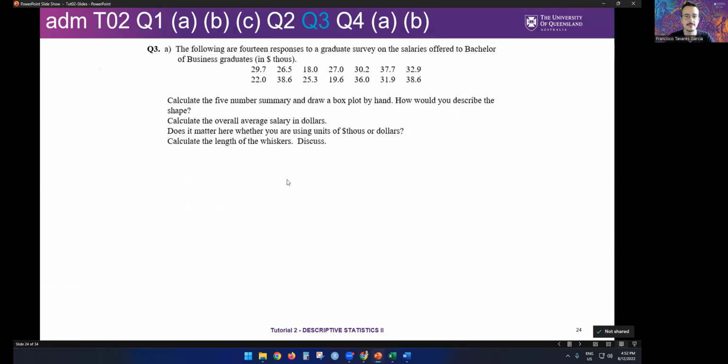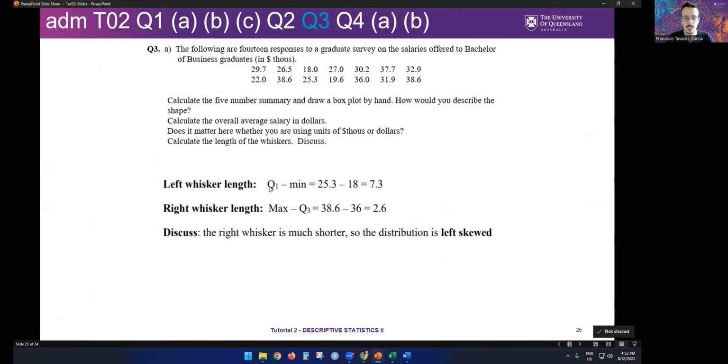Right here. And let's discuss. Look at that. First quartile minus minimum gives us the left whisker. Maximum value minus third quartile gives us the right whisker. The right whisker is much shorter, so the distribution is left skewed, as we talked about before. Any question here for this one?